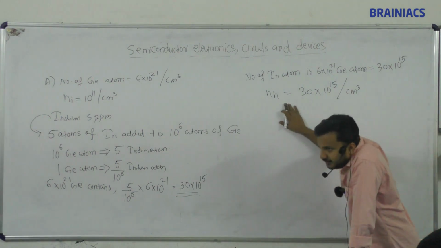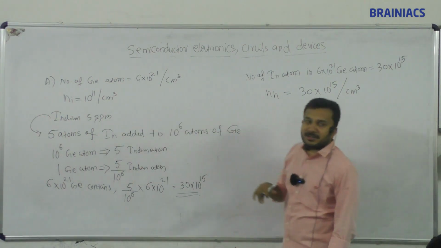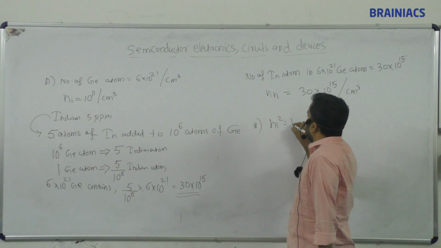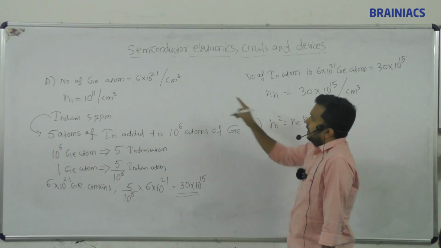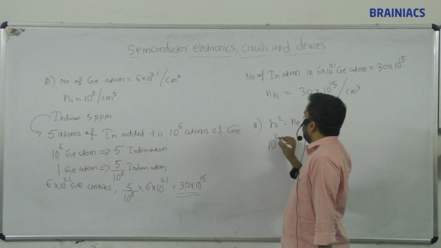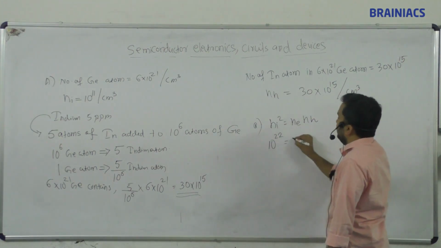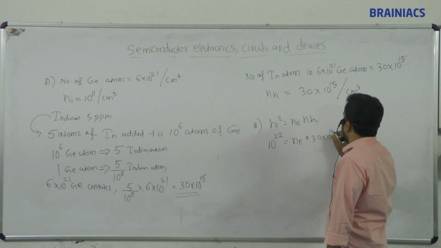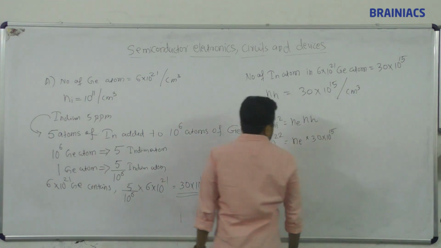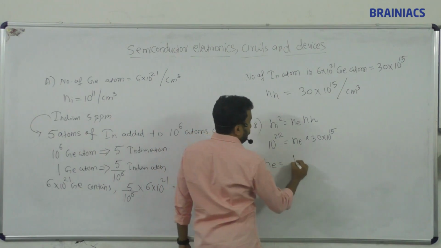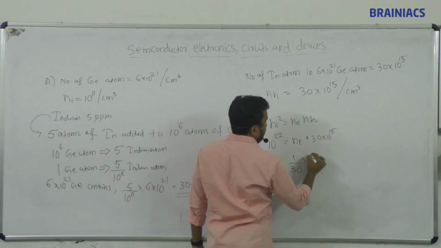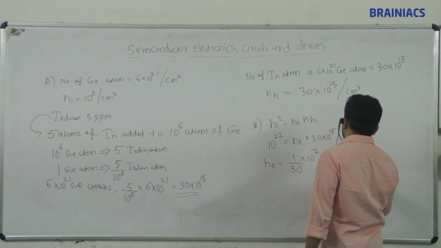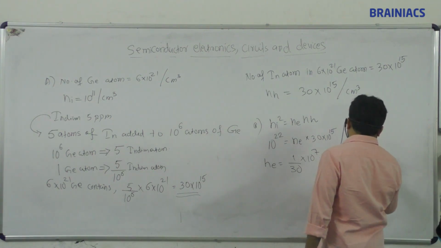So number of holes I got, intrinsic concentration I got. Next, what do I need to find out? Number of electrons. So what is the first part? Ni square equal to Ne into Nh. Ni square, 10 power 11 square, 10 power 22. Ne, number of electrons, I don't know; number of holes I know, 30 into 10 power 15. So what should I get? Ne equal to 1 by 30 into 10 power 7. 1 by 3 means 0.33, so 10 power 6.